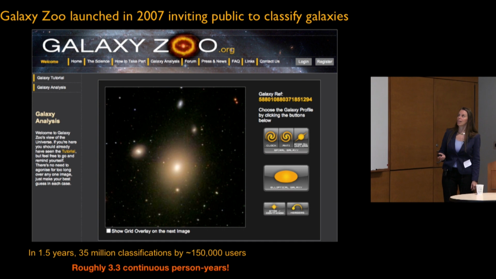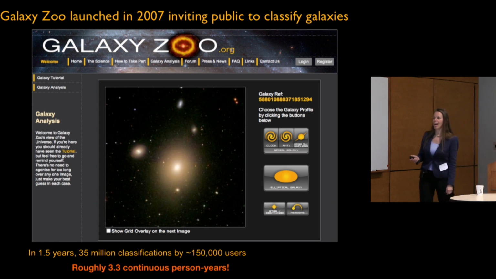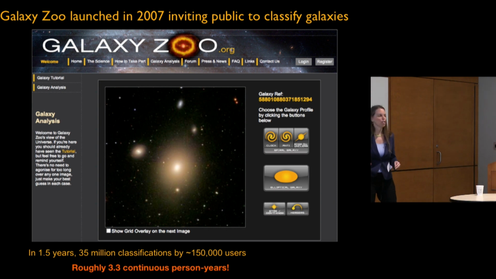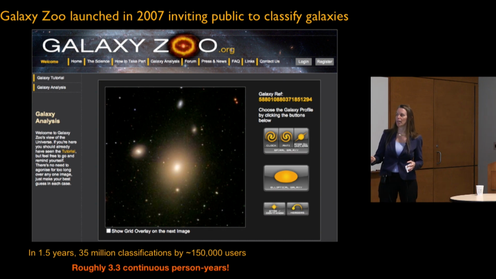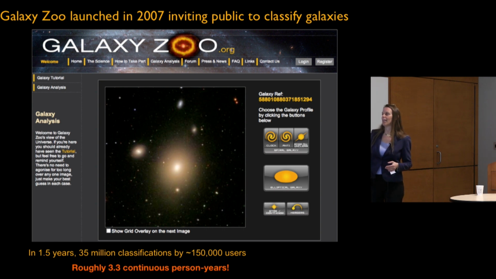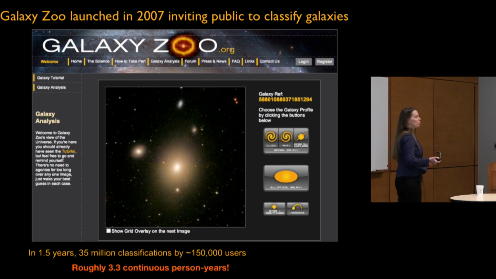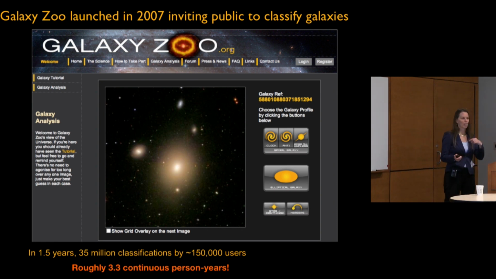So in the end, Galaxy Zoo was wildly successful. And the project actually finished in about 6 months. But it was left running for about 1.5 years. And after 1.5 years, 35 million classifications had been done by 150,000 users. Okay? That's roughly 3 1/3 continuous, 24/7, 365 days a year person years. Okay? Can't get a graduate student to do that.